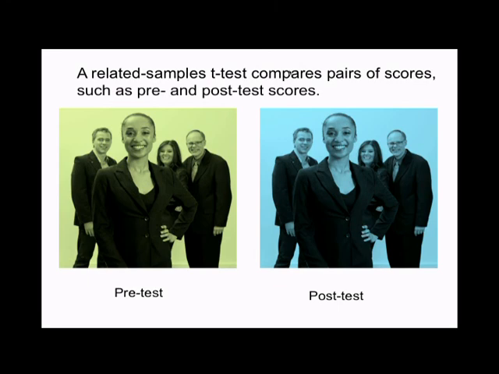Another type of t-test is called a related samples t-test. For this, you compare pairs of scores. This would typically be used when you have a pre-test versus a post-test. So if you have a group, you give them a treatment, and you want to see if their depression is lower after the treatment than it was before the treatment, you would use a related samples t-test.